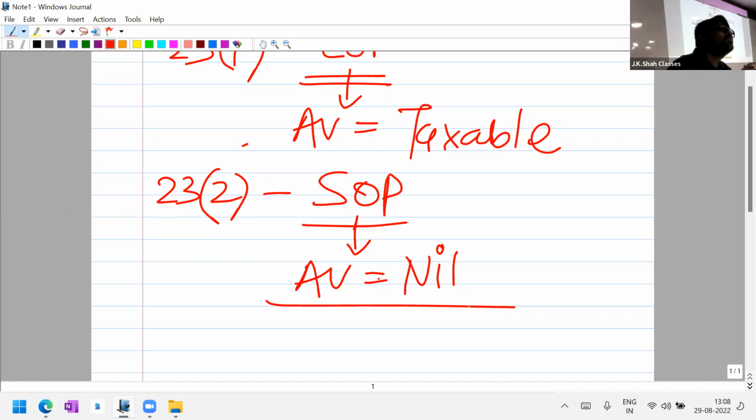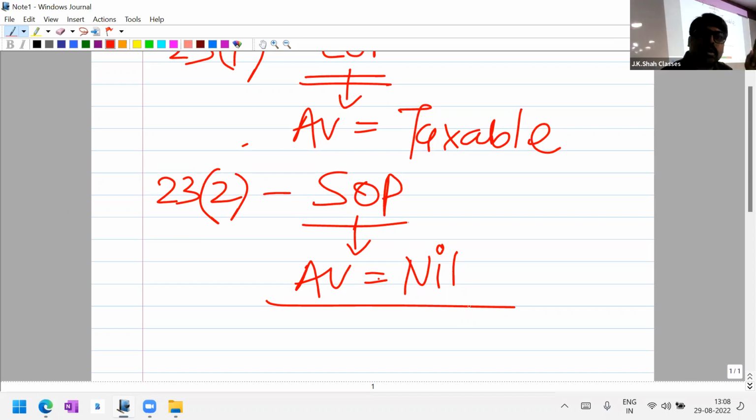Now, assume for all the SOPs, 5 SOPs, annual value exempt. 10 SOPs, annual value exempt. You can have unlimited exemption, then what will happen? You will actually let out some property, you will actually earn rent, but that rent you will earn in cash. You will not show and tell the department that this is my SOP. Understanding? So you will do wrong things.